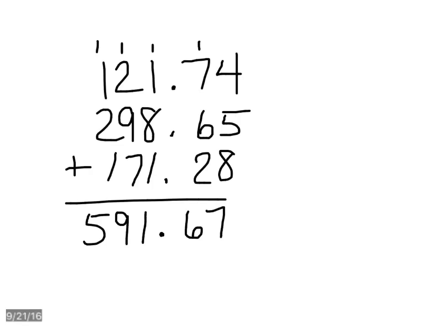But it's over how many months did we do this for? 3. So now, in order to find the average, divide by 3. And what's 591.67 divided by 3? 197 and 22 cents.